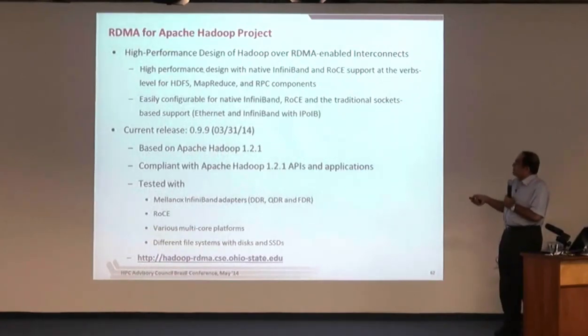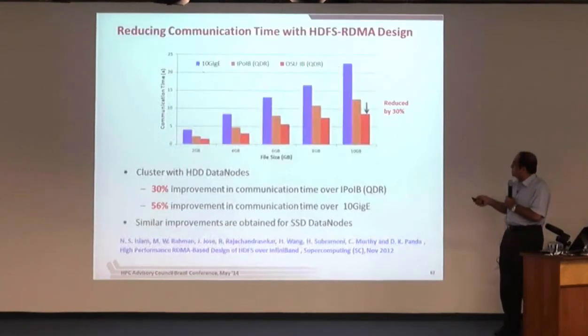We are continuously making releases. So one is the RDMA for Apache Hadoop project. If you go to this place, you can actually download our version. Here we have converted HDFS, MapReduce, RPC, all these things into RDMA, and then put them together, and I will show you some performance numbers here.